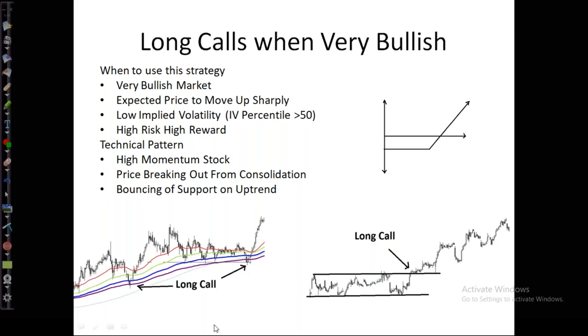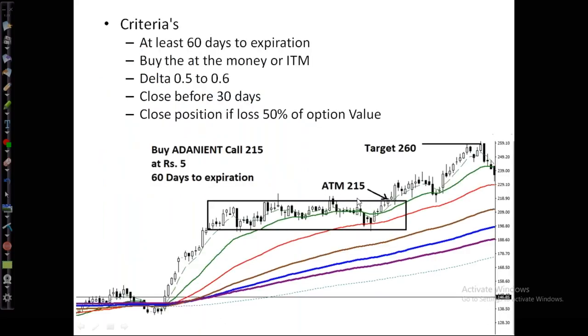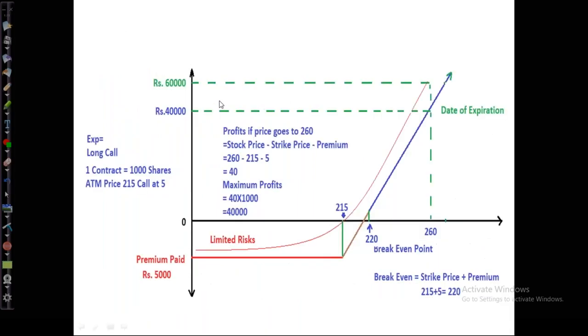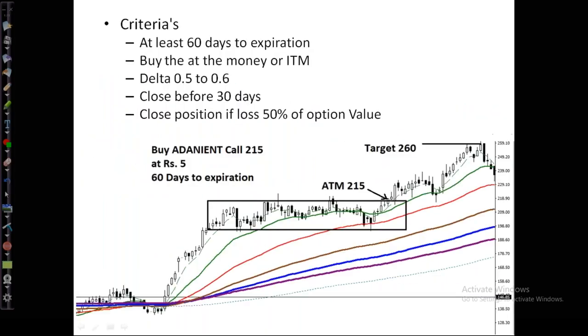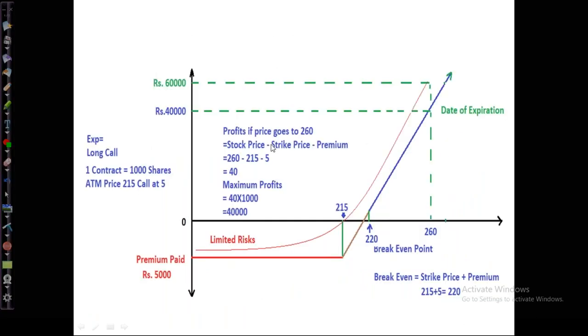So let's check it. Now, when we are very bullish, we apply this. Here you can see an example where price is bouncing from the moving average 50. At that time we have seen there is a breakout, so we can go for a straight buy call option, right? We are very bullish from this area, or we can go for a sell put option. That is a different strategy.